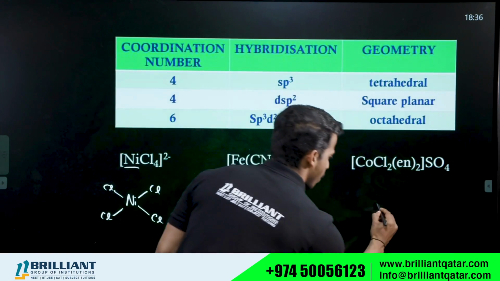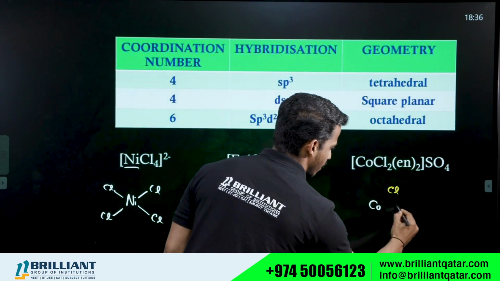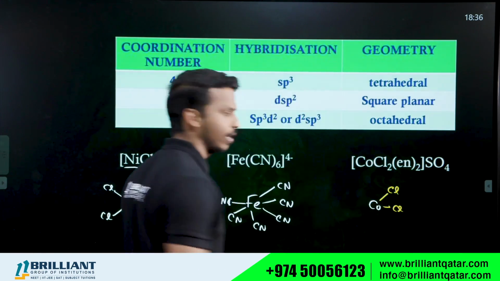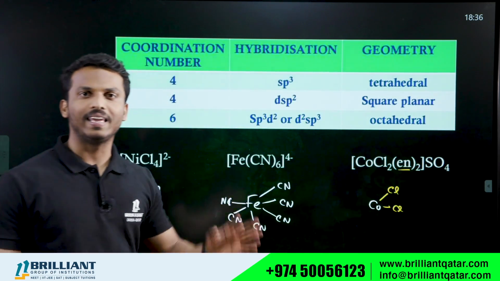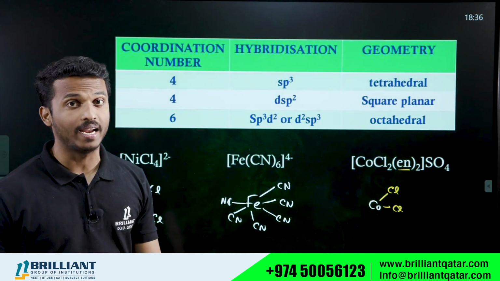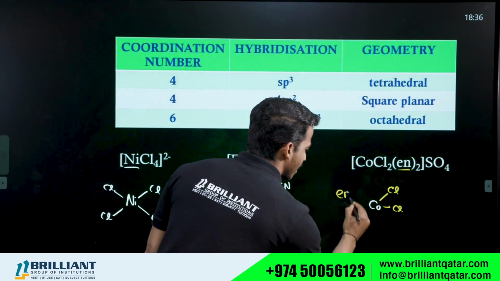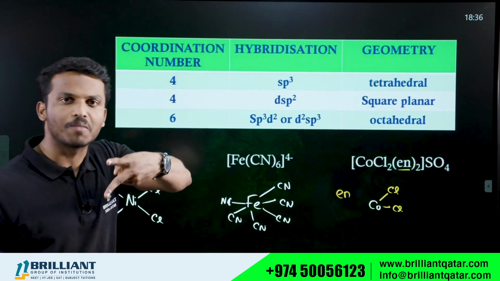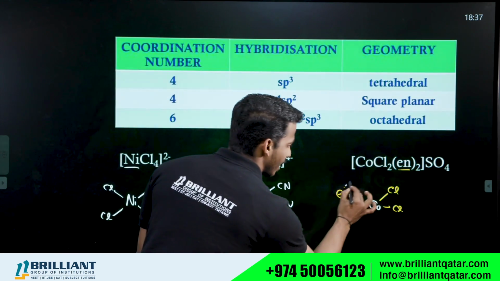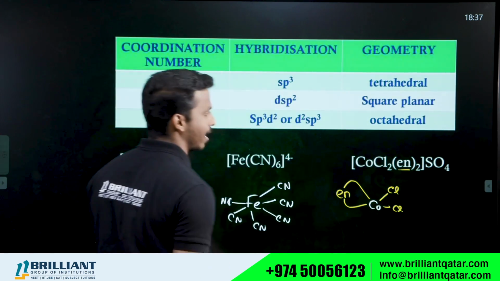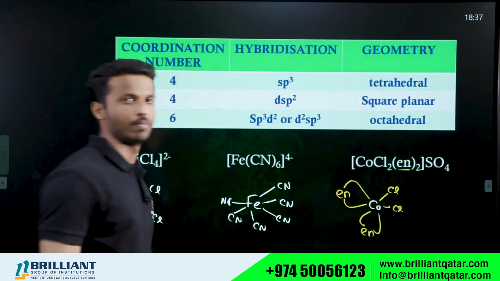What about here? Cobalt is there. It is surrounded by 2 chlorines. Chlorine is a monodentate ligand, so it gives 2 sigma bonds, 1 and 1. Then the ligand en, ethane-1,2-diamine, is a bidentate ligand. Bidentate means having 2 donor atoms, so one en can give 2 sigma bonds with the metal atom. There are 2 en groups, so it gives 2 sigma bonds each.